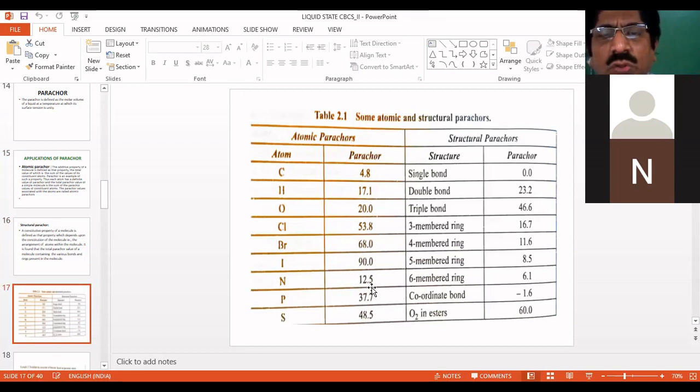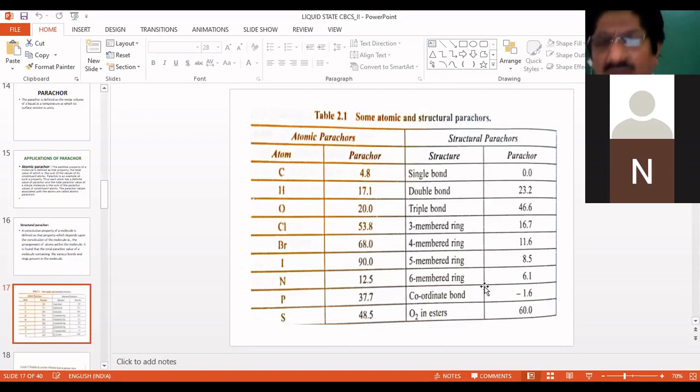Atomic parachors have the values for carbon, hydrogen, oxygen and so on. And similarly, the structural parachor will also have values like 0, double bond, triple bond, 3-membered, 5-membered, 6-membered and so on. So by taking these atomic and structural parachors, we can decide the structure of the organic compound in doubtful cases. Now first I am taking a known compound, then we can go for an unknown compound.